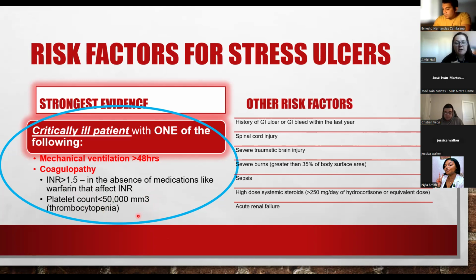So you will be given a patient on an exam and told, these are what the patient has going on. Does this patient need stress ulcer prophylaxis? You need to look for mechanical ventilation greater than 48 hours, and you need to look for coagulopathy, which means INR greater than 1.5, platelet count less than 50,000.